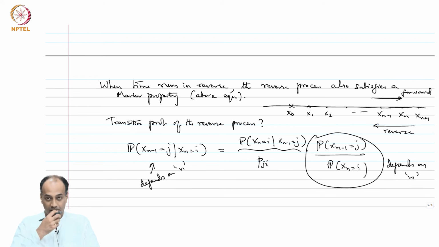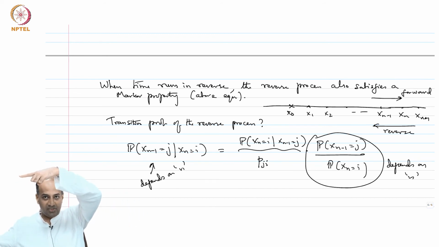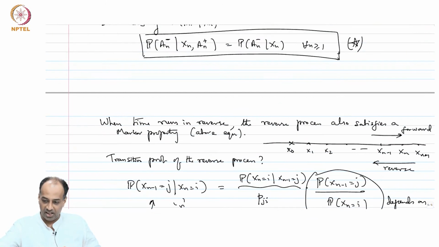So, what are we saying? If a Markov chain is running in the forward direction, and I just reverse the tape and run it in the reverse direction, I do have a Markov property. Okay, the reverse chain is also a Markov chain. That is what this equation star says.